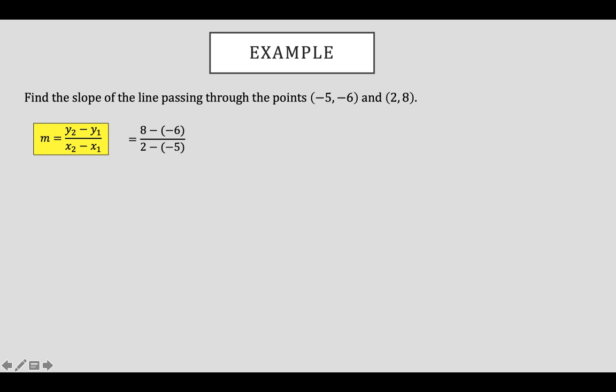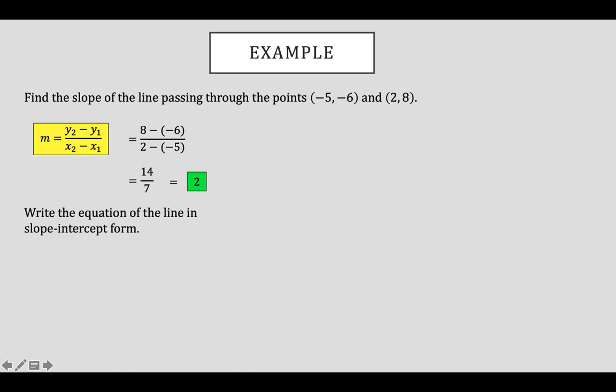So we have 8 minus a negative 6 divided by 2 minus a negative 5. We know that when we subtract negatives, they become addition. That leaves us with 14 divided by 7, which we can then reduce. 14 divided by 7 leaves us with 2 for the slope of our line.